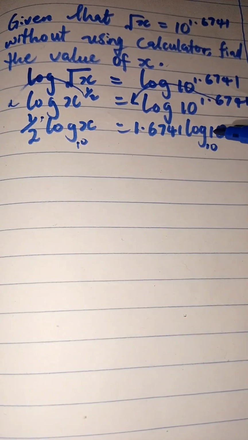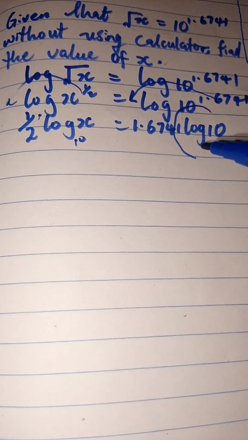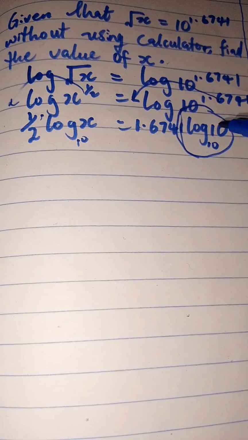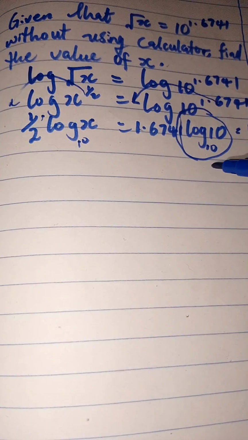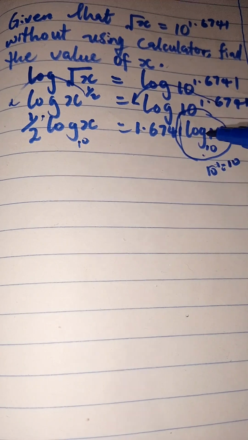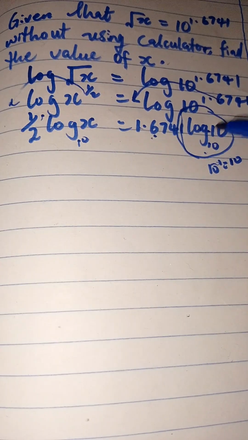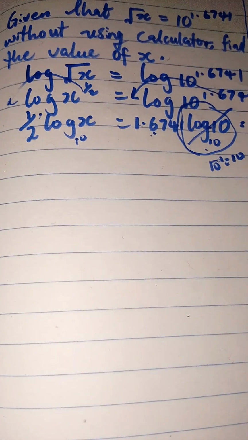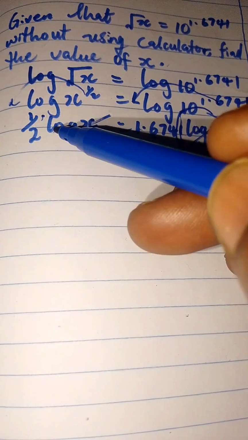The identity of common logarithms tells you that this will give you 1. Logarithm of 10 to base 10 is equal to 1, because 10 raised to power 1 equals 10. So it's just 1 times 1.6741. It remains 1.6741, so we can eliminate this. Also bear in mind that half log x is the same thing as log x all over 2.